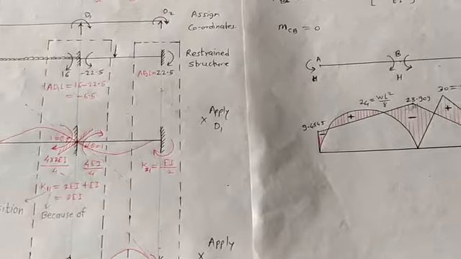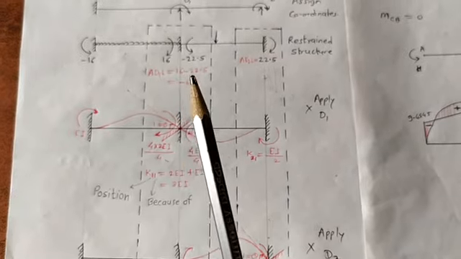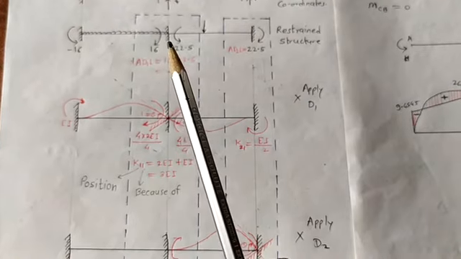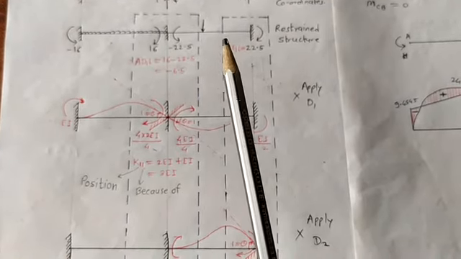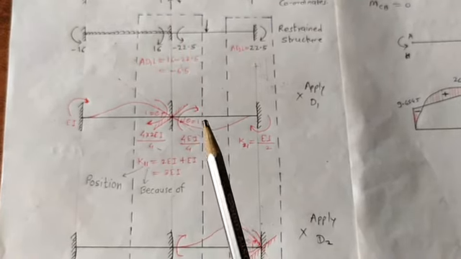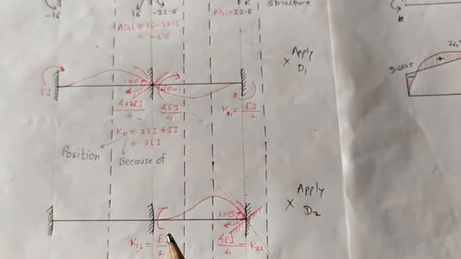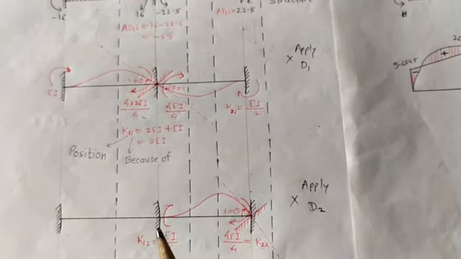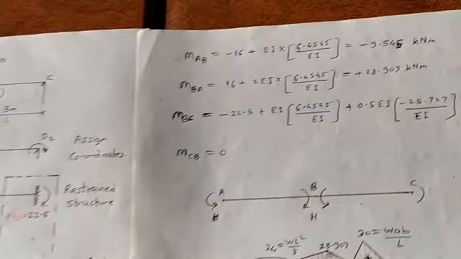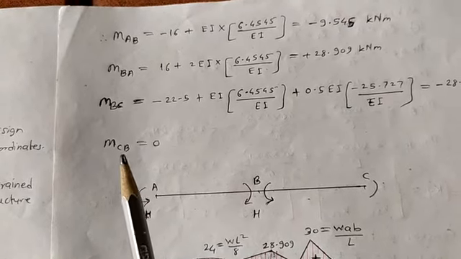So to find the moment MBC, BC means we just have to consider the right side of the B joint, the right side moment, that is minus 22.5. This is EI multiplied by D1. This is EI by 2 multiplied by D2. You only have to consider the right side of this fixed end. Now at last, of course, the C joint is a simple end support. At that joint the moment is 0.